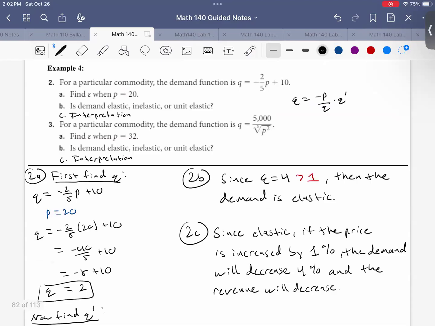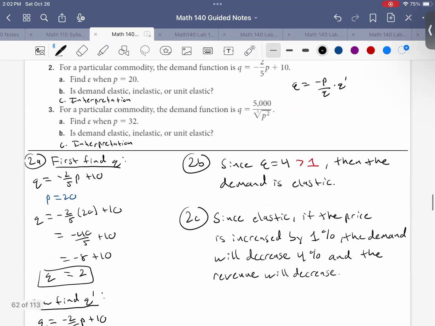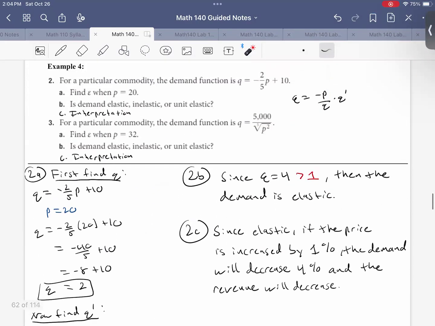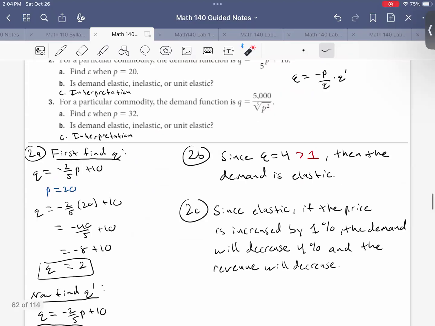Okay, so let's go ahead and check out question 3 now and do the same process. Although this is a little bit of a scarier looking function, but once again, we will just deal with it as normally. So let's go ahead and start a new page and work on number 3. Number 3 says for a particular commodity, the demand function is Q equals 5,000 over P squared to the 5th root. And we want to find the point of elasticity when P equals 32.